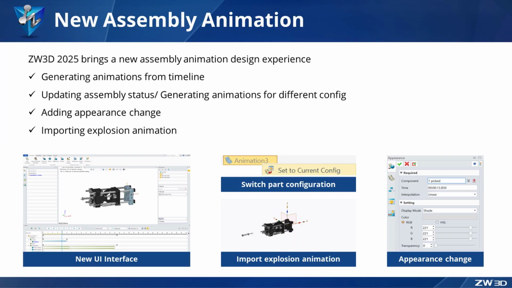ZW3D 2025 reconstructs the Assembly Animation Module. The new Assembly Animation Module supports timeline animation and the ability to add keyframes. It is also possible to quickly update the state of the assembly and quickly generate animations for different configurations. Explode animations can also be quickly imported into assembly animations to generate complete assembly animations.